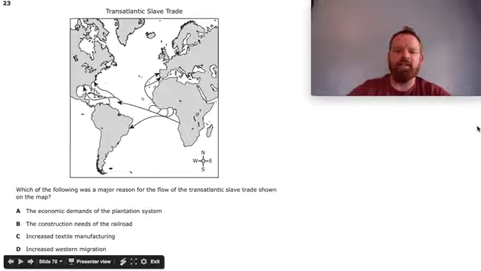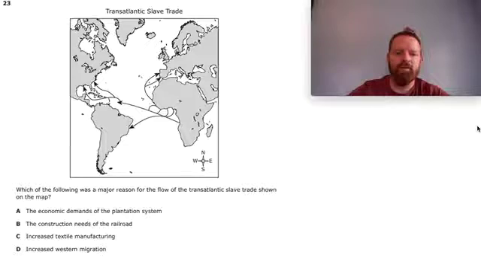Transatlantic slave trade is the title of the map here. Again, whenever you see an image, especially a map, whatever the image is, make sure you read the title. Sometimes that title alone gives you a lot of help. In this case, it doesn't really tell you anything that's not told in the question, but oftentimes it does. Which of the following was a major reason for the flow of the transatlantic slave trade shown on the map?